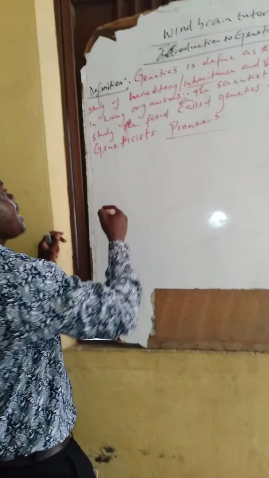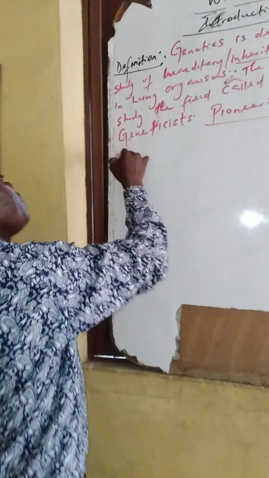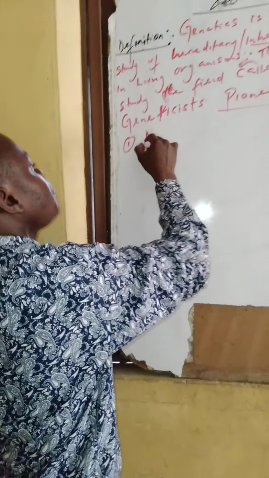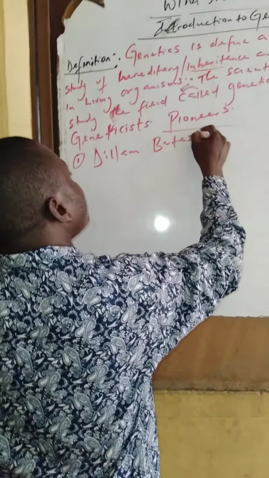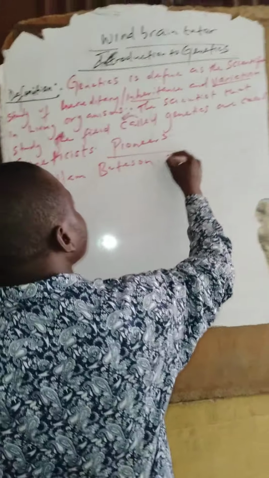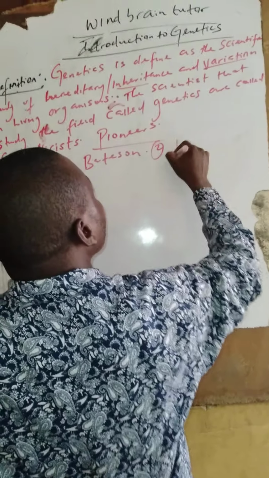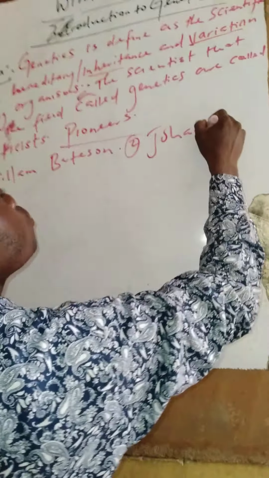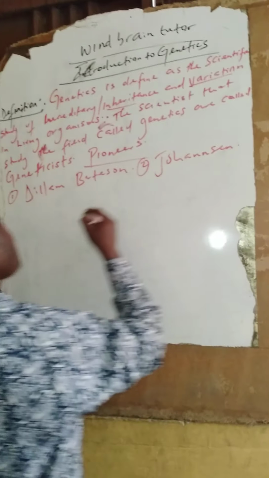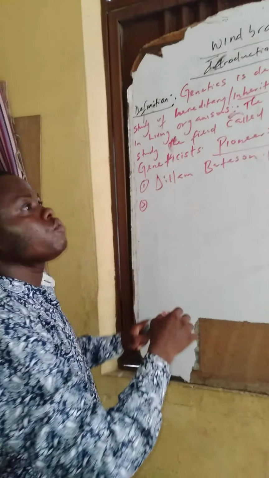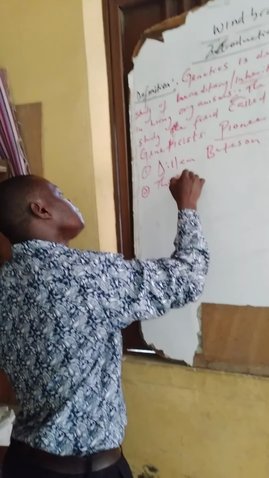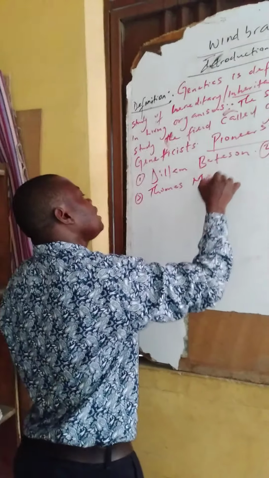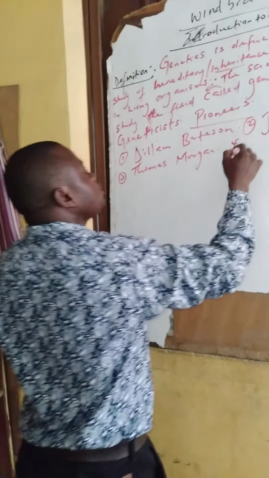Now, what are the pioneers in genetics? Number one, we have Bateson. We have Bateson. All these are pioneers in genetics. Number two, we have Johannsen. We have Johannsen. We have Thomas Morgan.